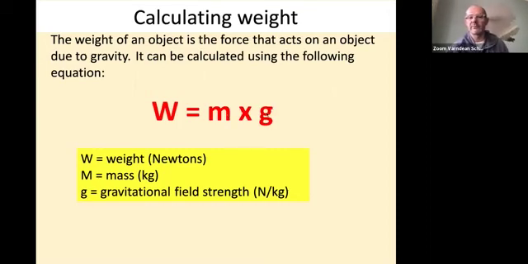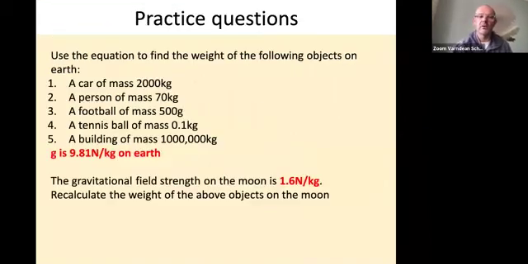Weight is mass times gravity, because if I go to the moon, gravity is less, so I have less weight, but my mass hasn't changed. And we can look at how we would work that out. So use the equation to find the weight of these things. What I want you to do is to write the weight afterwards.